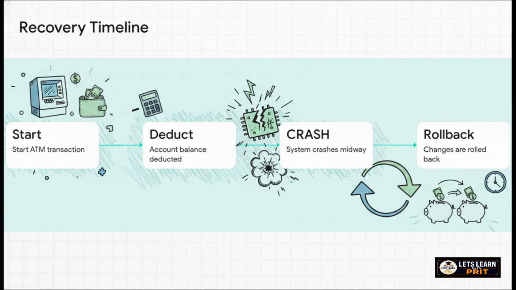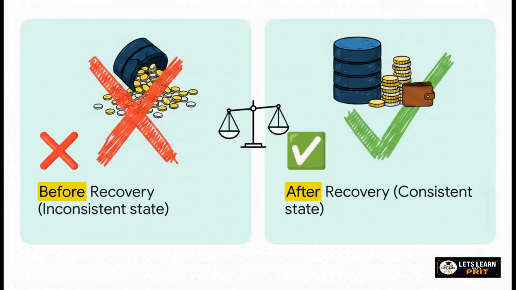But look at Step 4. The DBMS Recovery Manager immediately steps in और उन सारे अधूरे changes को roll back कर देता है. Roll back basically means to rewind. It undoes the mistake. So, your deducted money gets safely credited right back into your account. And this completely illustrates the absolute magic of recovery.